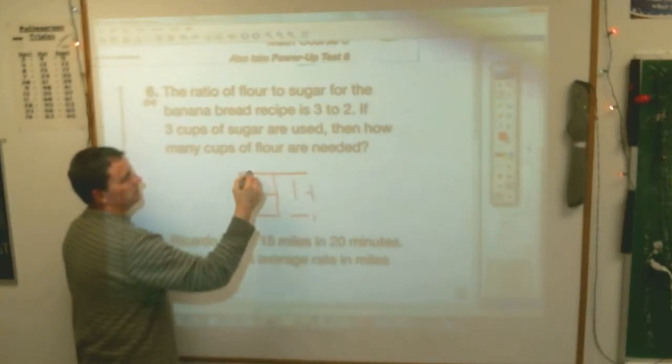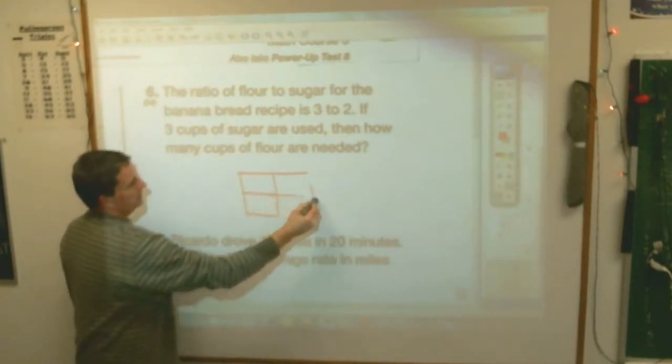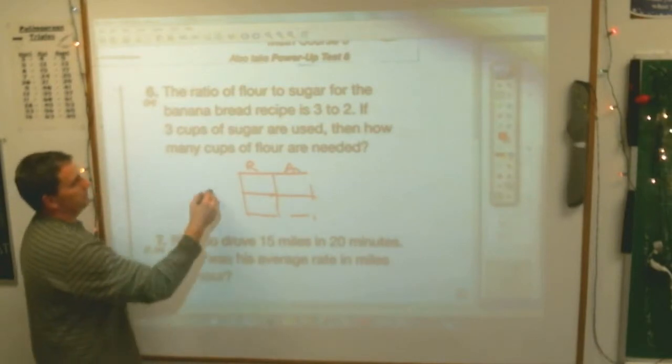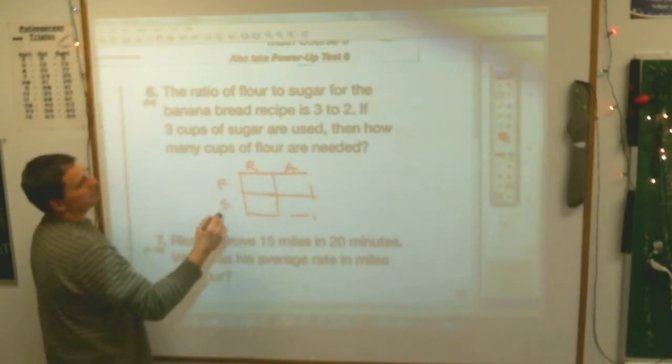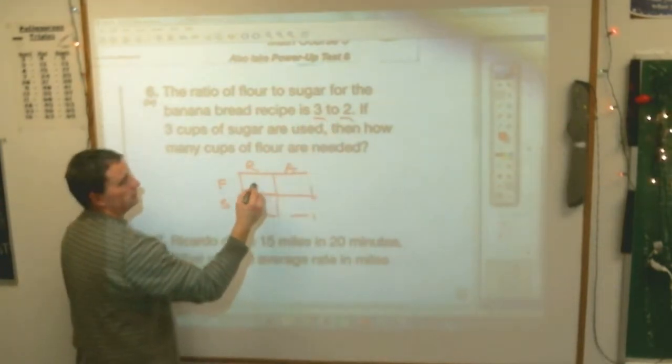And the first column is your ratio. This is your actual. What are you comparing? Flour to sugar. And what's the ratio of flour to sugar? 3 flour, 2 sugar.